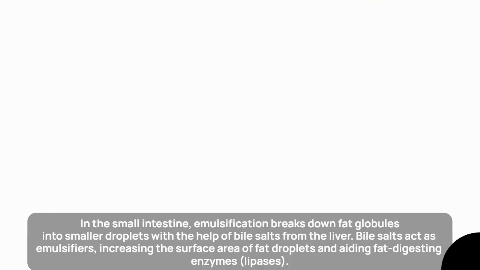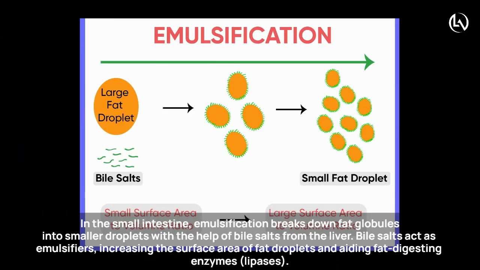Emulsification. In the small intestine, emulsification breaks down fat globules into smaller droplets with the help of bile salts from the liver. Bile salts act as emulsifiers, increasing the surface area of fat droplets and aiding fat-digesting enzymes, lipases.